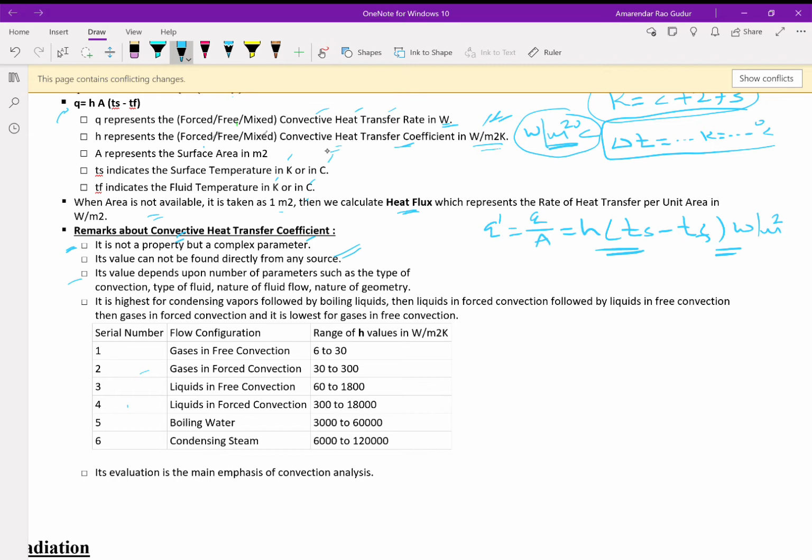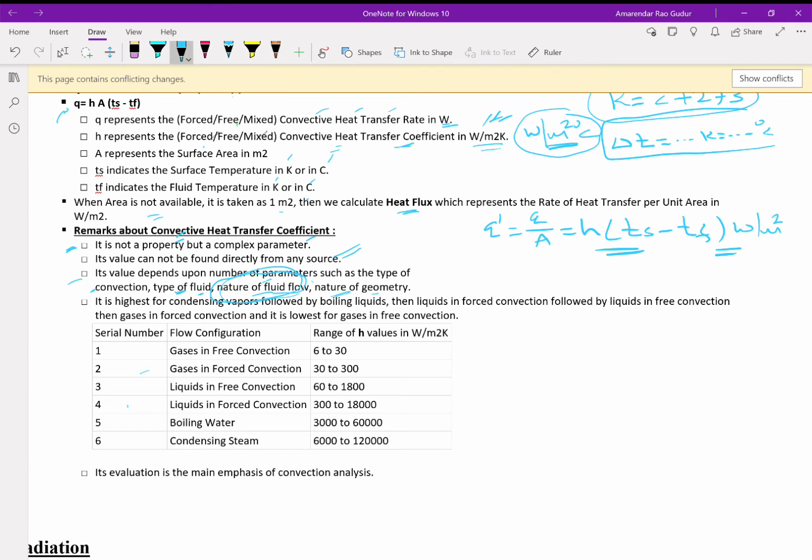The value of h depends upon a number of parameters, such as the type of convection, forced, free or mixed, and the type of fluid, which may be a gas, a liquid, a powder, anything. Then the nature of fluid flow, where plenty of fluid mechanics comes into the picture. Fluid flow could be laminar or turbulent, one-dimensional, two-dimensional or three-dimensional, incompressible or compressible. Like that, plenty of fluid mechanics plunges into action over here.